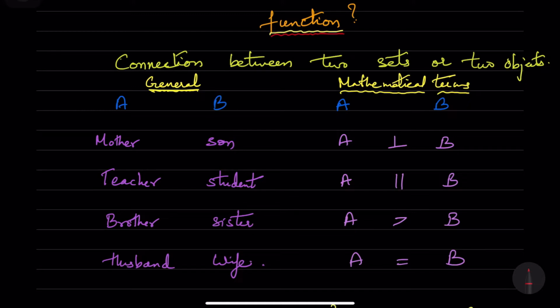We'll just say A is perpendicular to B, A is parallel to B, A is greater than B, A is equal to B, A is less than B. So these are the different types of notations we can take, and we are having some connectivity between A and B. How is A related to B? How is B related to A?